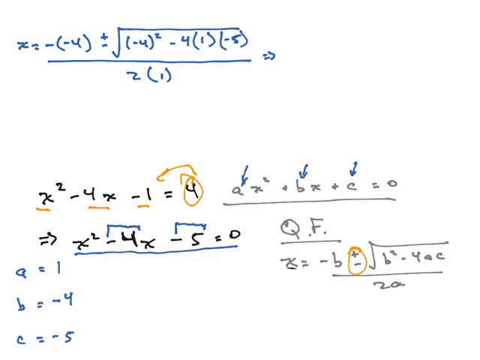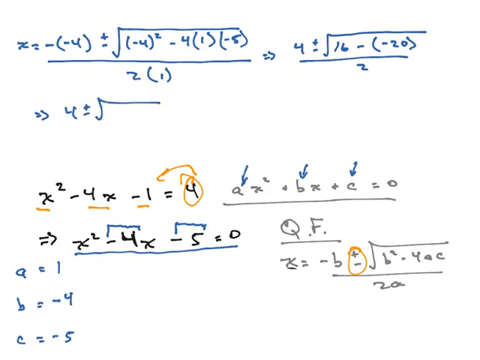So how do I do it? Well, let's see. On the outside, negative 4 is positive 4, plus or minus square root of negative 4 squared is 16, minus 4 times 1 is 4, and 4 times negative 5 is negative 20, divided by 2. Okay? And then that is 4 plus or minus square root of 16 minus negative 20 is 36, divided by 2. And now I see how I get my 2 answers.